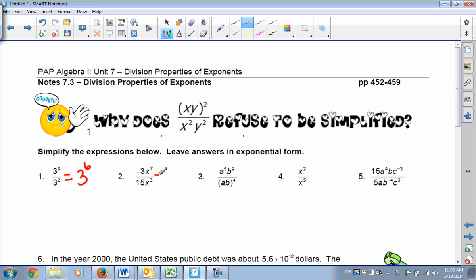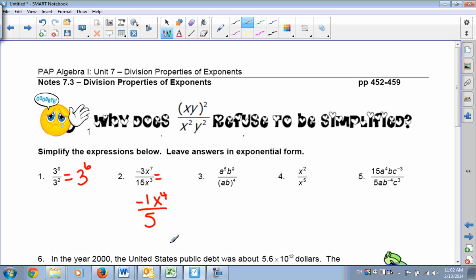Okay, so what do we have right here? What are negative 3 and 15? Negative 1/5. Good. They're coefficients, and we reduce coefficients, or divide. Negative 3 over 15 is negative 1/5. Okay. x to the 7th and x to the 3rd. 7 minus 3 is 4.